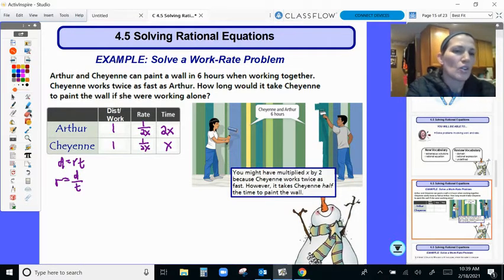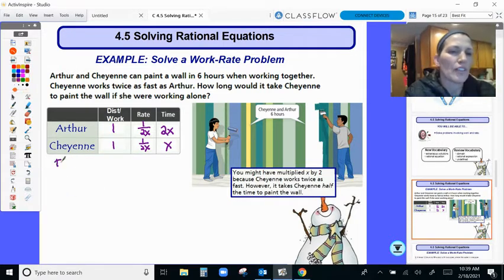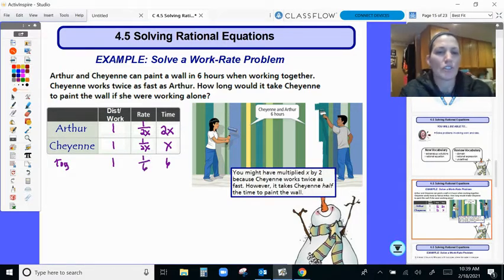Okay, and so we also know that working together, I'm going to put over here just together, it's the same job they're doing, and the time it's going to take them is 6 hours. And the rate is going to be 1 job in 6 hours. So if you think about that, well, I have that 1 over 2x. This should be 1 over x.